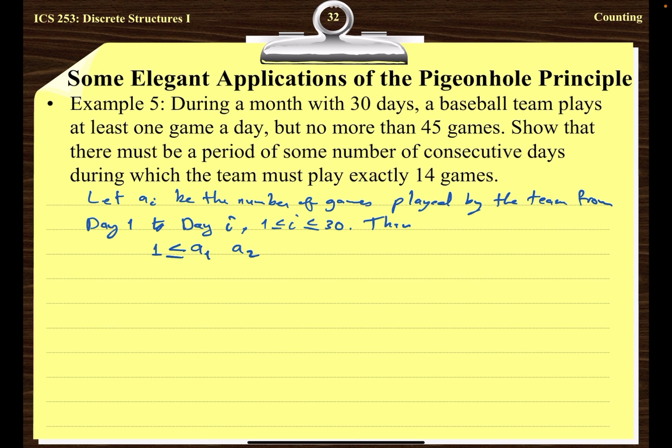The number of games played on day 2 is at least 1. A_2 counts the games played on day 1 and day 2, so A_2 is greater than A_1, less than A_3, less than A_4, and so on until A_30. And A_30 is less than or equal to 45. Why strictly less than for the others? Because it says no more than 45 games.